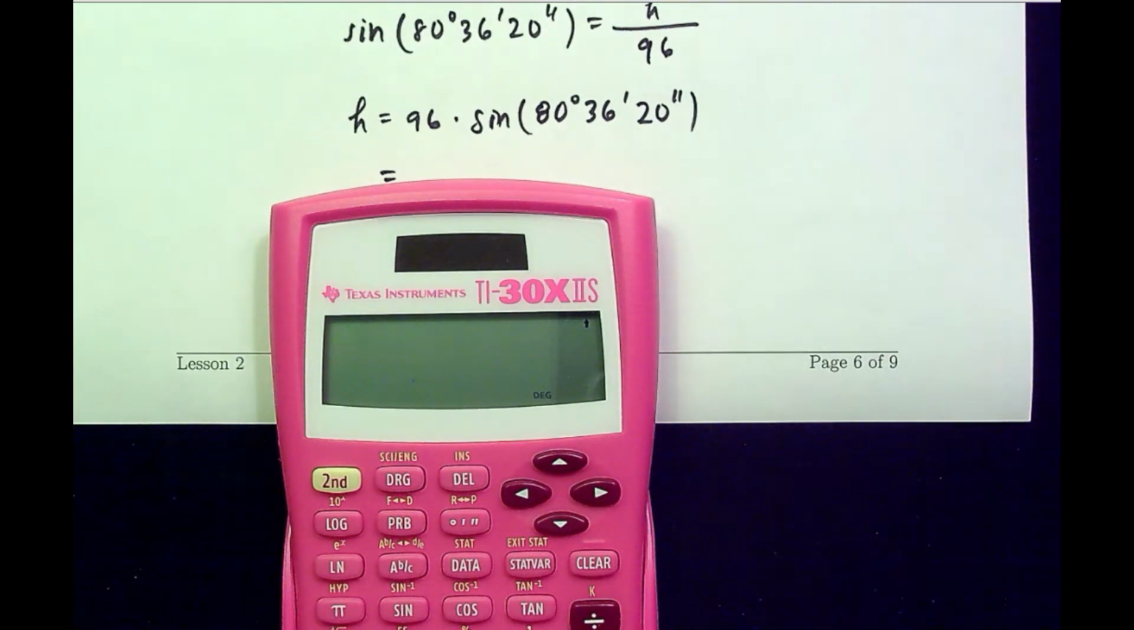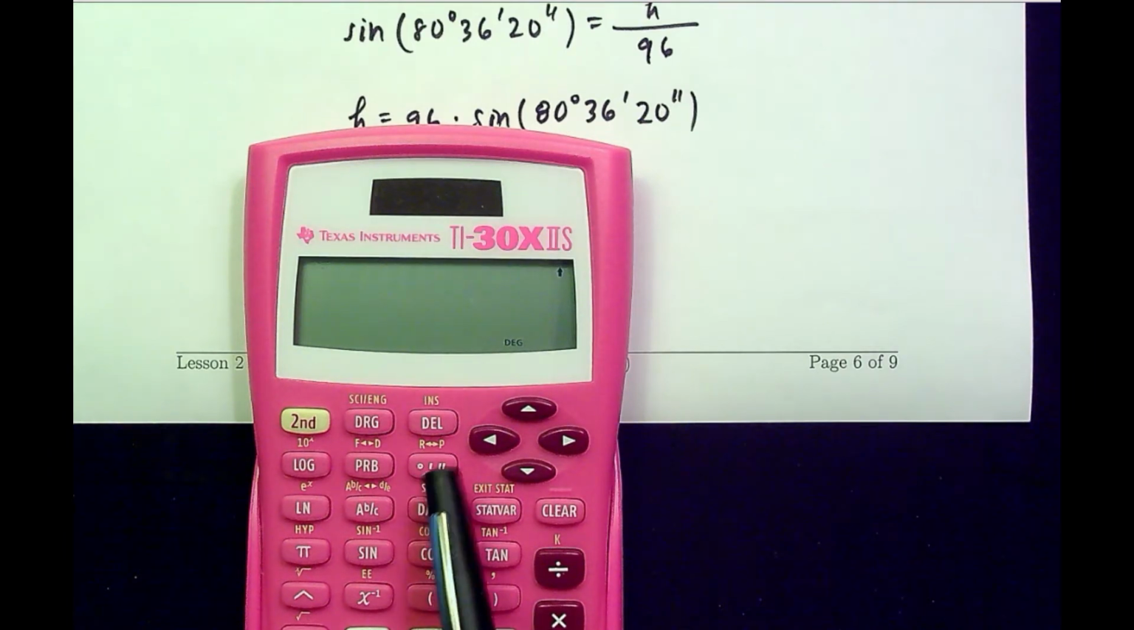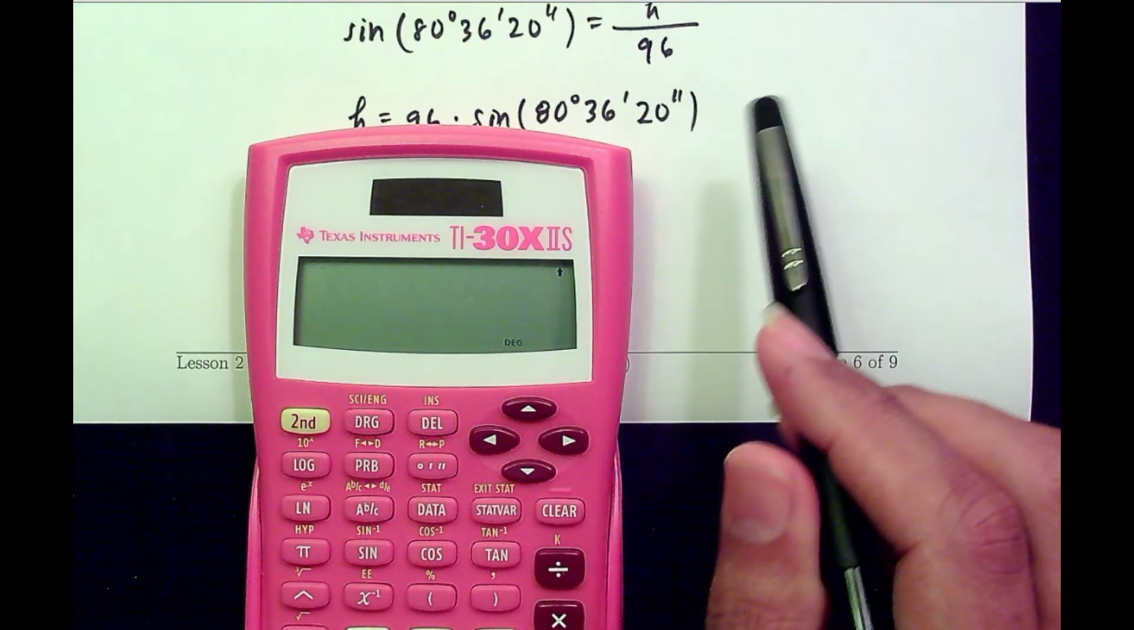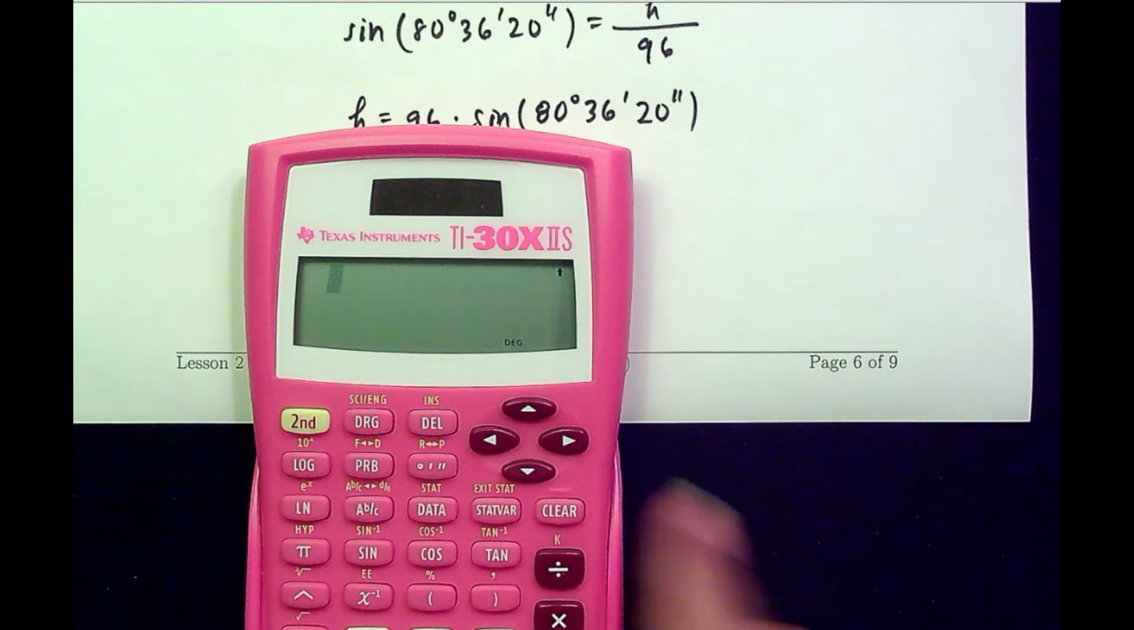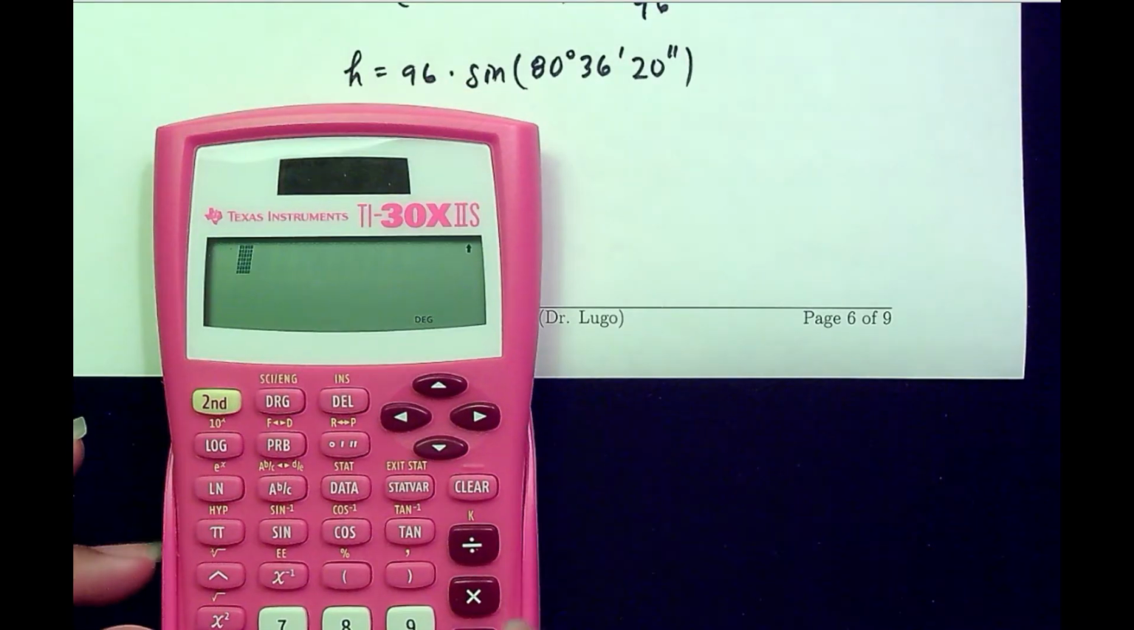I'm not going to do that because I don't need to, because you see my calculator has right there this button that says degrees, minutes, and seconds. So I can enter that just as is. I don't have to change it to decimal. Okay, so that's what I'm going to do.